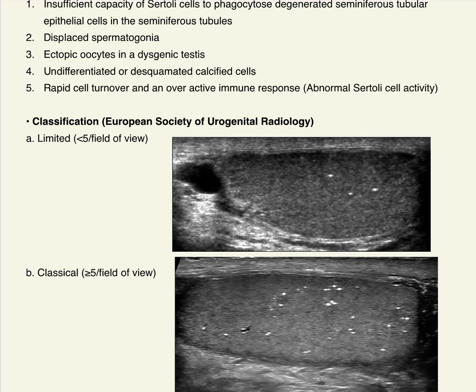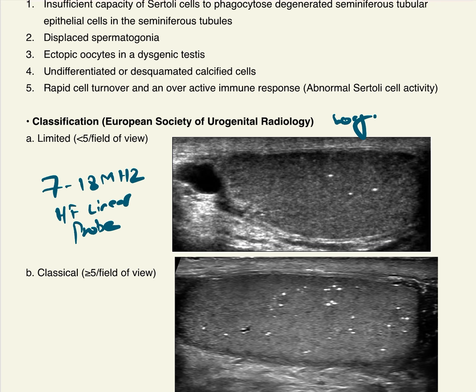Coming to basics, we identify these entities on ultrasound using a 7 to 18 megahertz ultrasound probe, which is called a high frequency linear probe, and we scan for these entities on a longitudinal plane of ultrasound viewing. According to the European Society of Urogenital Radiology, it is classified into 3 types.